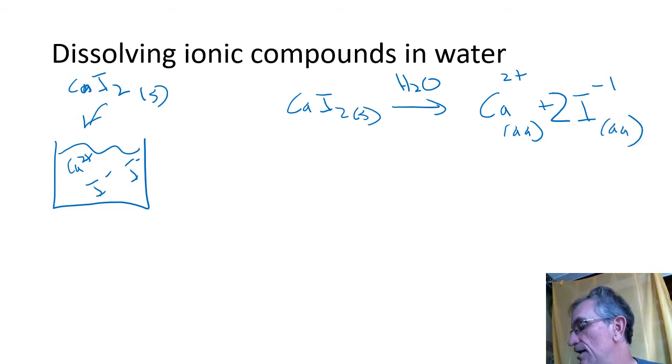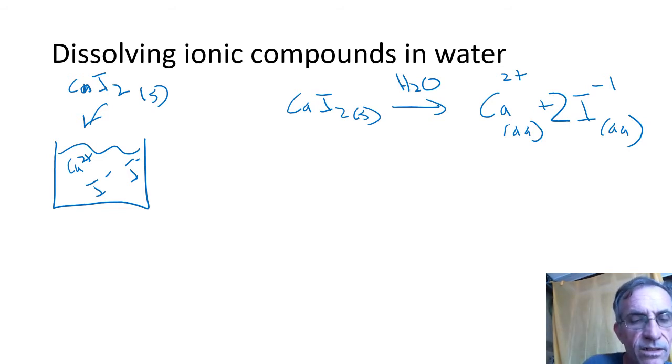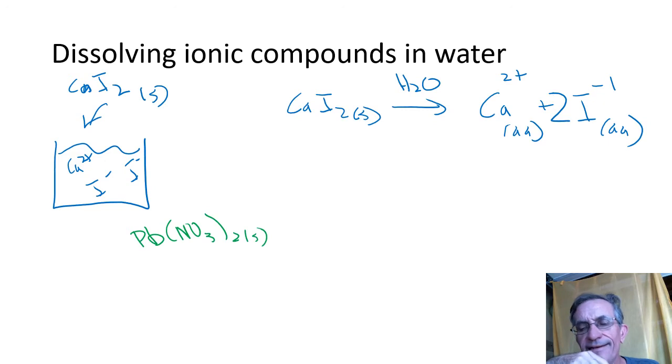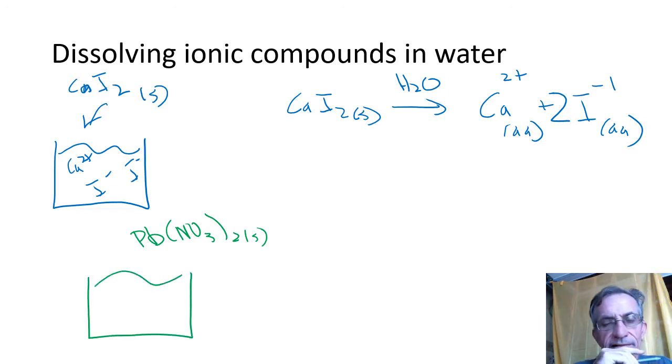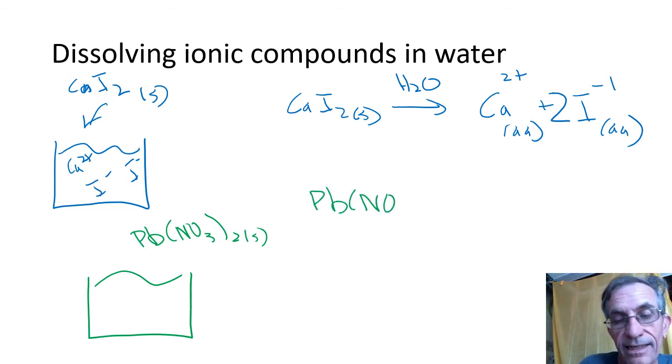Now, let's do one more example. Let's put another solid. Lead, I guess this would be called lead(II) nitrate. It's also a solid. It's like a white solid, looks a lot like salt. All right. And you put it in water. What are we going to get when we throw it in the water? Well, it's going to break up. When this thing breaks up, how does it break up? And what's it going to look like?